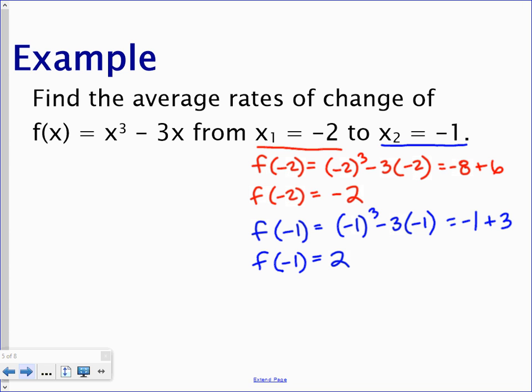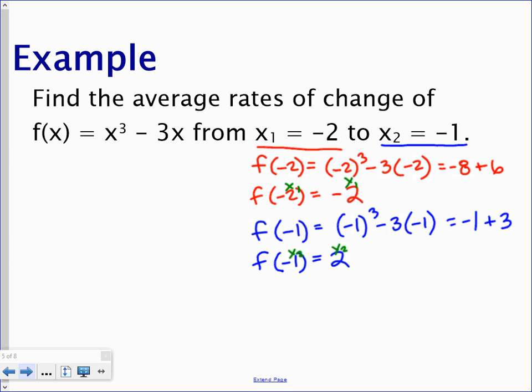Now what I have right there are really two ordered pairs. If it helps you out, remember this is like your x, it's the thing you plugged in. So this is like my x sub 1, and then this is my y sub 1. This is my x sub 2, and this is my y sub 2. I'm getting them as ordered pairs in function notation.